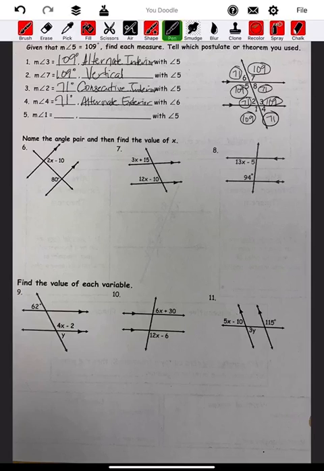And then lastly, we have angle 1, which is down here. We know it's 109 because we solved it already. And when we compare it to angle 5 again, they are on the same side, but one's inside, one's outside. Remember, that's going to be corresponding.